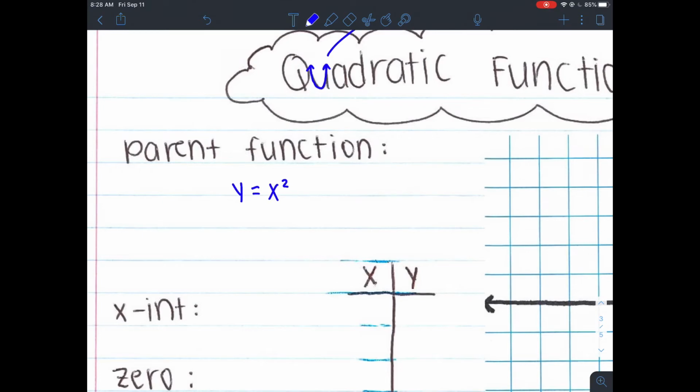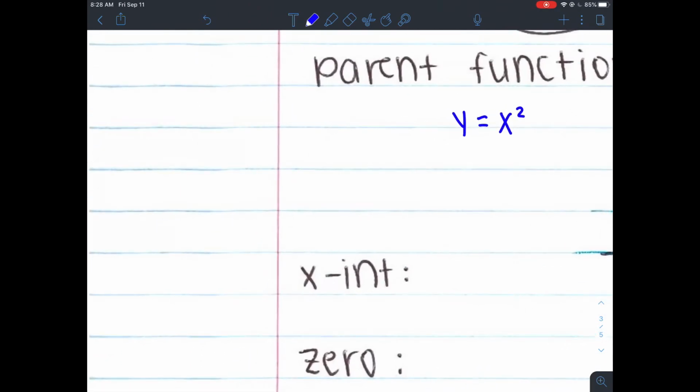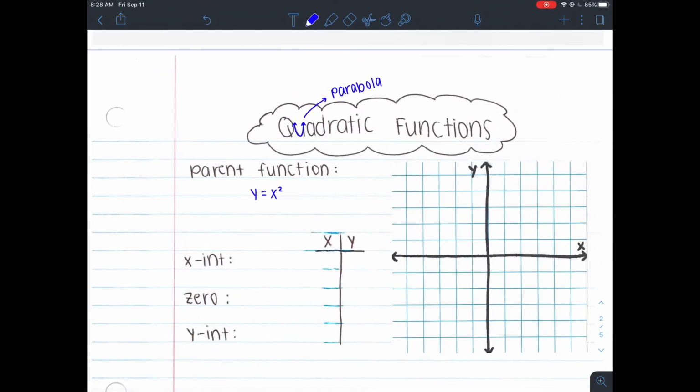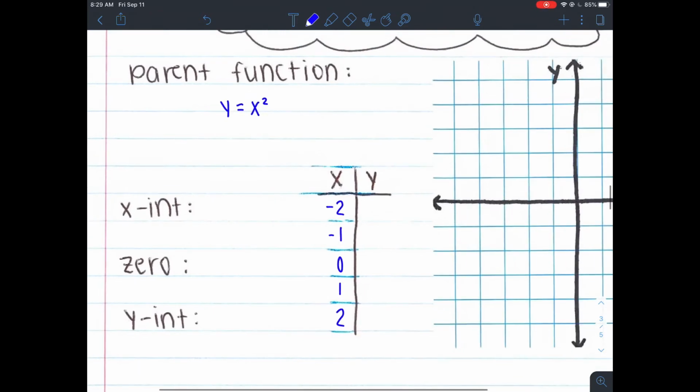Now, this is the parent function, the most basic of the quadratic functions. So we have to create a table so that we can plot the graph. I typically give you the x values, so these values here are given to you, -2 to +2. Now, I need to be able to compute the y values.